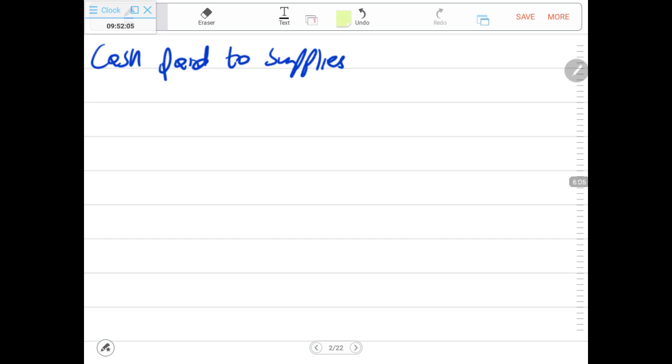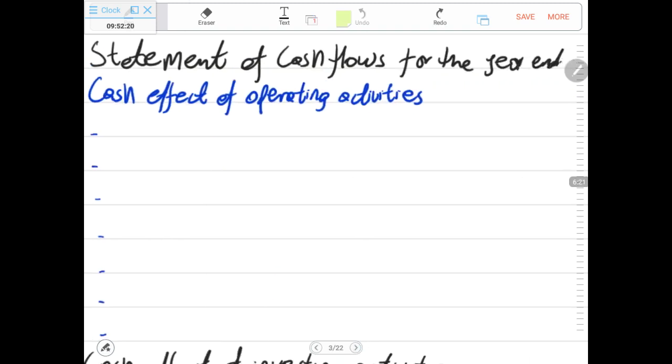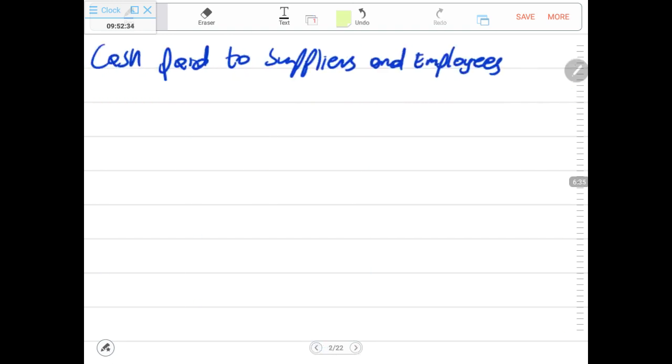To suppliers and employees. So this is the note that we are doing. And I want to highlight the reason why I have done the rough draft of the statement of cash flow. It is for the simplicity of transferring the amounts. So the minute I record the adjustments, I will be pasting them to where they're supposed to be recorded.